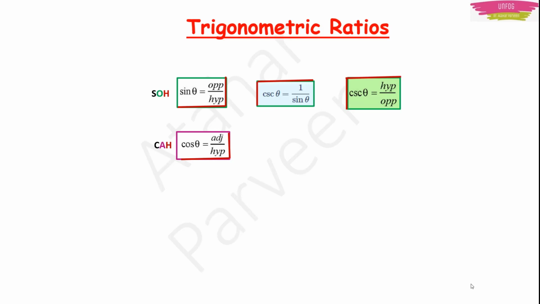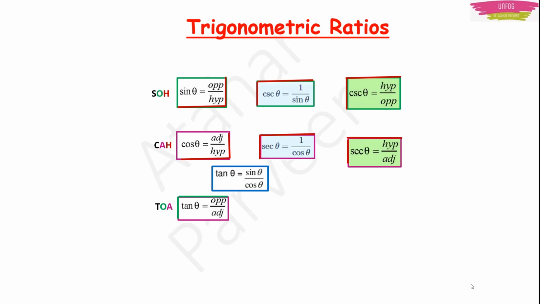Like cosec theta, we have another trigonometric ratio known as sec theta. This sec theta is a reciprocal of cos theta. If I want to write it in terms of sides, I will write it as hypotenuse by adjacent side. Now tan theta. Tan theta is equal to opposite side by adjacent side. We saw it, right? Now if I want to write it in terms of sine theta and cos theta, I can write tan theta as sine theta by cos theta.